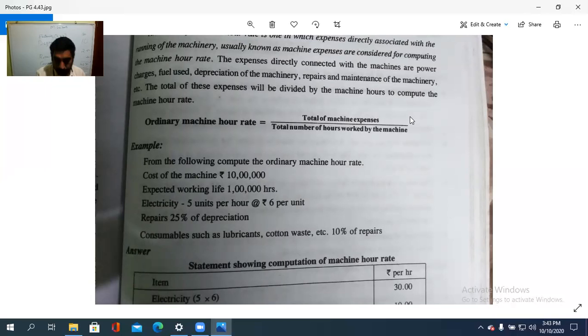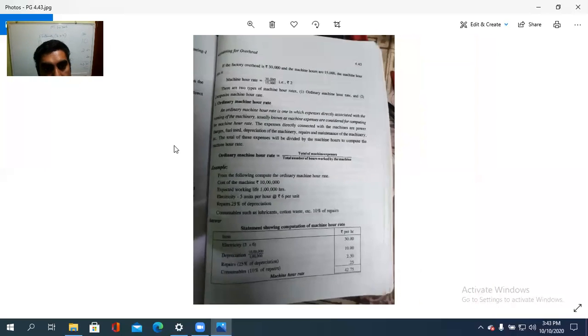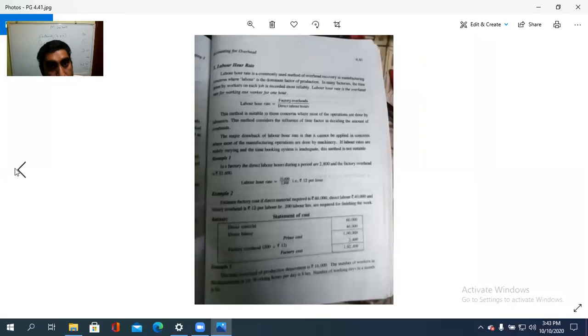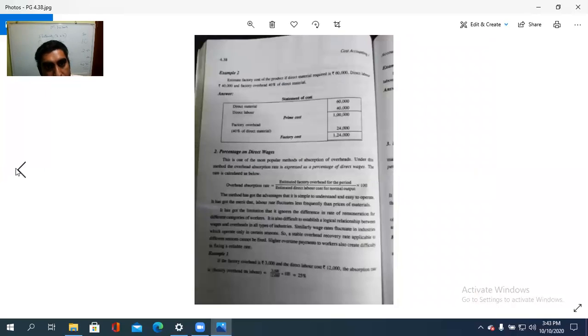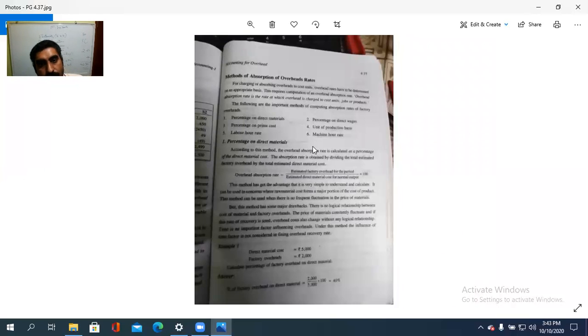with regard to different types of absorption of overhead. Okay, absorption rate of overhead. So we will look into it. Methods of absorption of overhead. Percentage of direct material, what is the formula? Estimated factory expenses or overhead divided by estimated direct material cost into 100. That is the percentage. Then second case, percentage of direct wages.